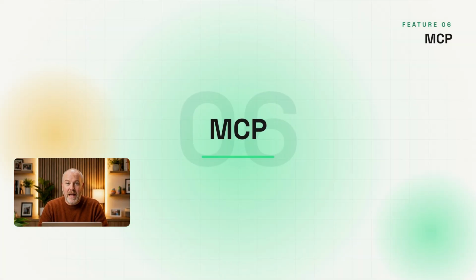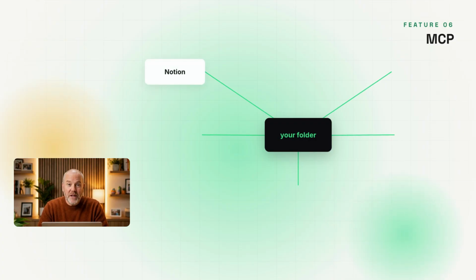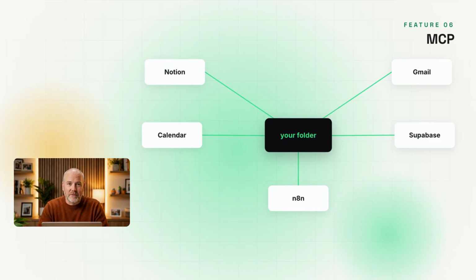Feature 6, MCP. It stands for Model Context Protocol, and you can forget that immediately. Here's what matters. Everything so far happens inside your folder. MCP is what lets Claude reach outside it. Your Notion, your Gmail, your calendar, your database, your design files. Claude stops guessing about them and starts actually reading and changing them.